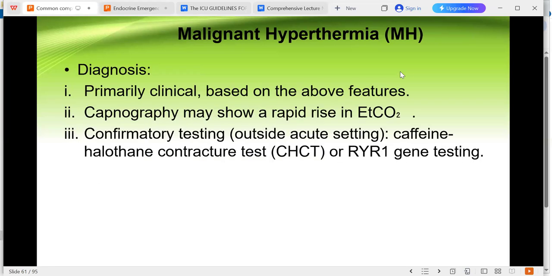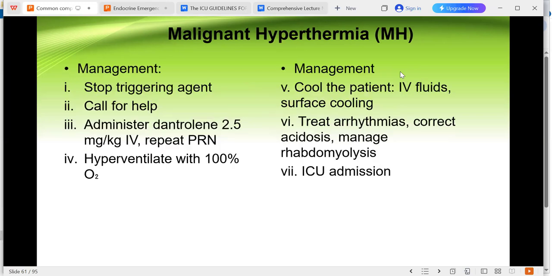So how do you diagnose? It's primarily clinical, based on the features we mentioned. Capnography will show a rapid rise in ETCO2. Then you can do a confirmatory test outside the acute setting. You can do the caffeine halothane contracture test, the CHCT, or you do the ryanodine receptor typing, and it will make a diagnosis for you.